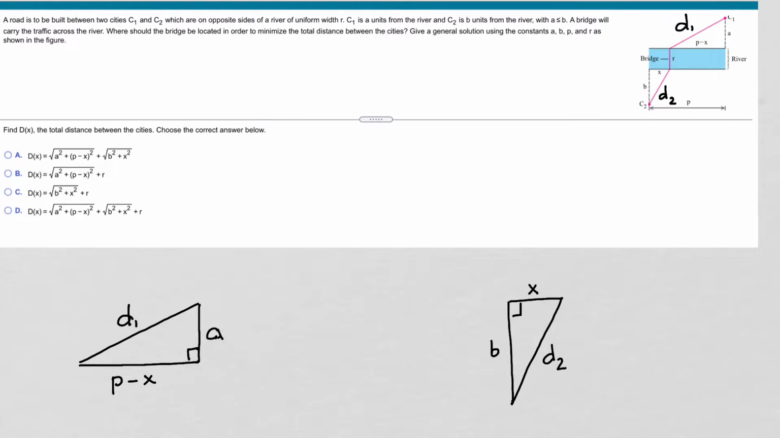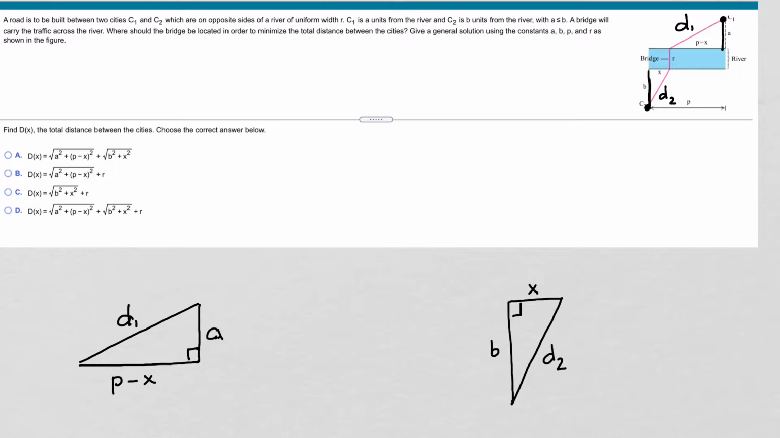In this problem, it says that a road is to be built between two cities, C1 and C2, which are on opposite sides of a river of uniform width r. C1 is A units from the river, so that's this distance, and C2 is B units from the river, so that's this distance, and A is less than or equal to B. A bridge will carry the traffic across the river. Where should the bridge be located in order to minimize the total distance between the cities?